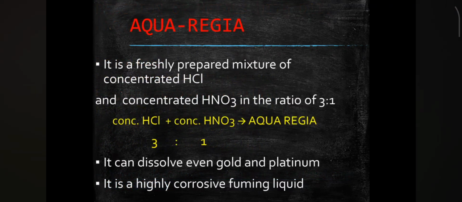Now, the next topic is aqua regia. It is a freshly prepared mixture of concentrated HCl and concentrated nitric acid in the ratio of 3:1. It can dissolve gold, even though neither of these acids can do so alone. Aqua regia is a highly corrosive, fuming liquid. It is one of the few reagents that is able to dissolve gold and platinum.